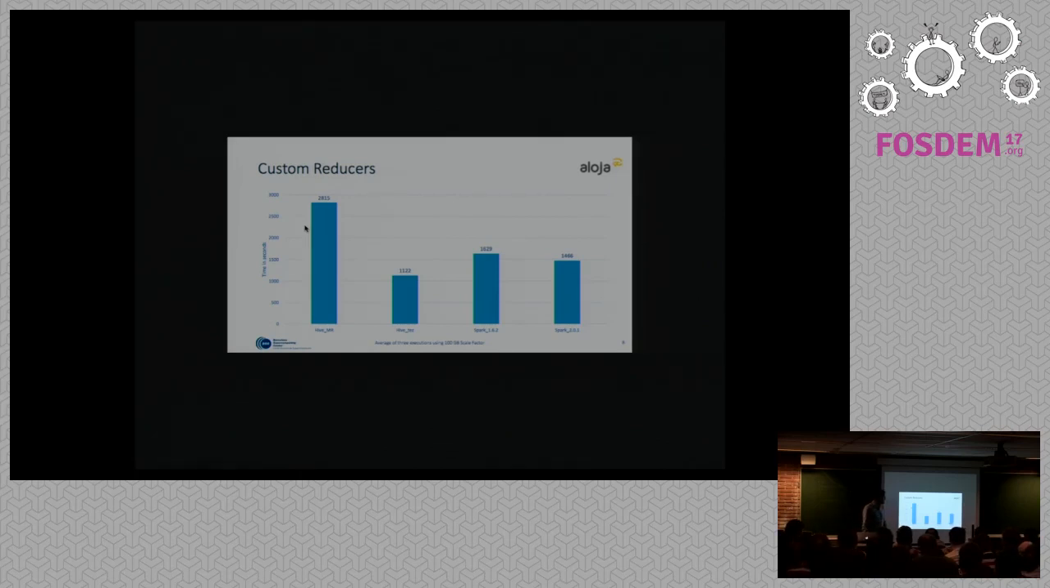For the second use case, custom reducers to preprocess the data before selecting it, we see that Hive+Tez is the fastest one here, followed by Spark 2, and very close to Spark 1. MapReduce, again, is the slowest one.